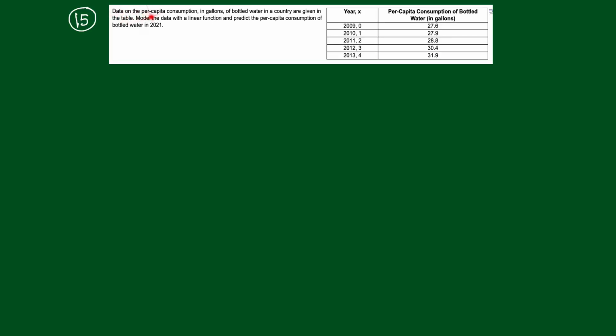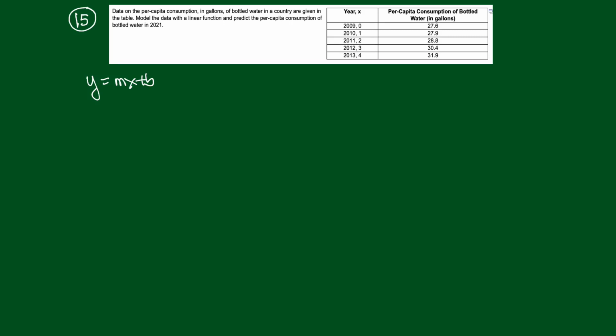Data on the per capita consumption in gallons of bottled water in a country are given by this table, all right? So it says model the data with a linear function. Now, they're already telling us that if we were to draw the scatter plot for this data, these points would lie pretty much on a straight line. So they're telling us that already. So now we just want to get the model. And what we're looking for is this. We're looking for y equals mx plus b.